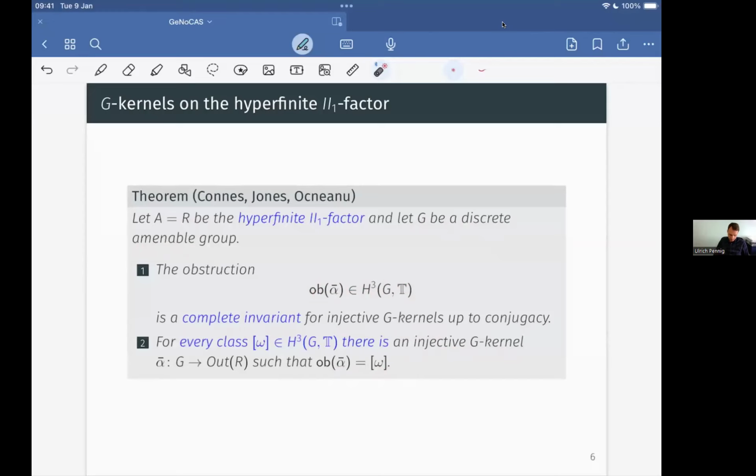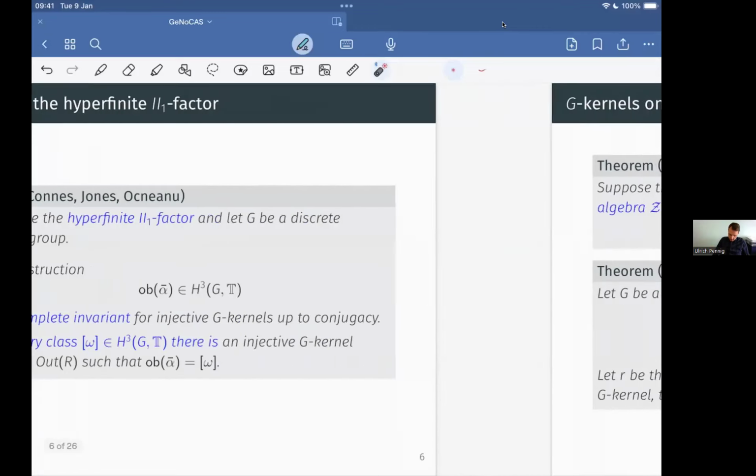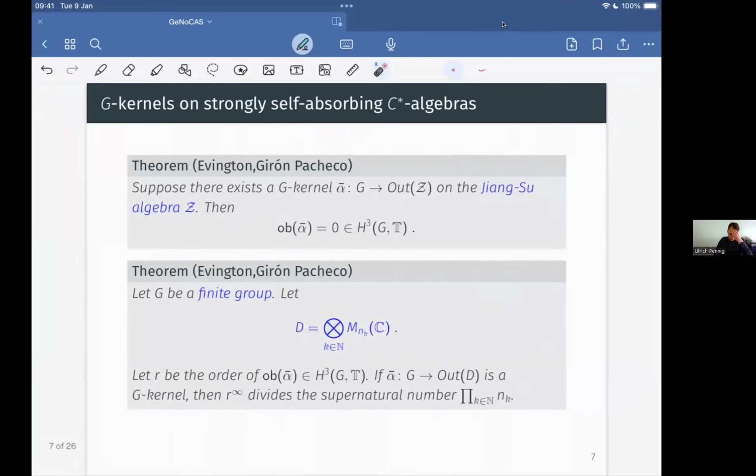So for von Neumann algebras, this played a big role in the classification of group actions, for example, on the hyperfinite II_1 factor. And so you might wonder, what about C-star algebras in general? What about, for example, nuclear C-star algebras? Can you say anything there? And there, everything gets much more complicated. Samuel Evington and Sergio Girón Pacheco have a few results there.